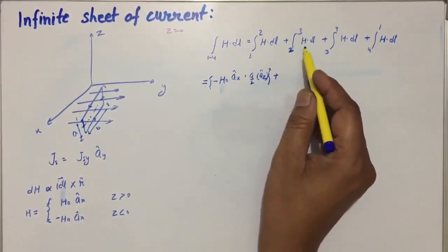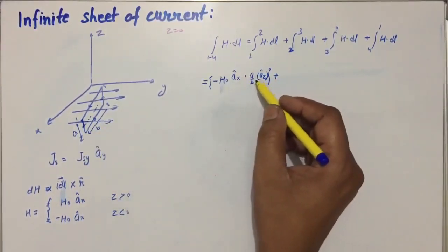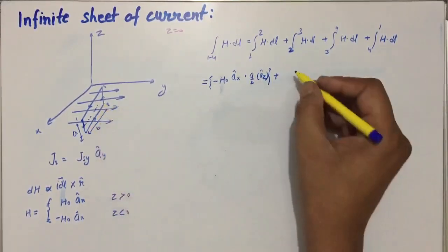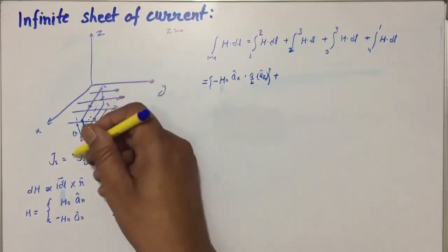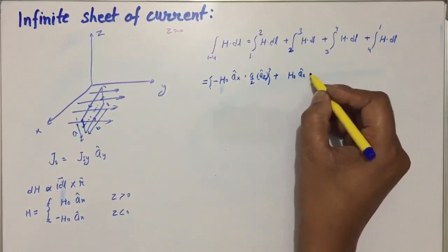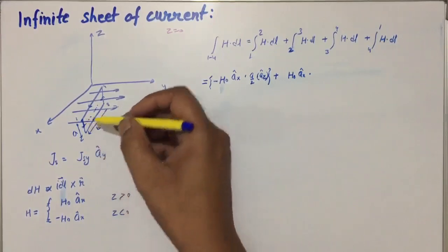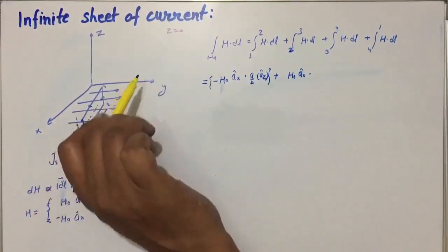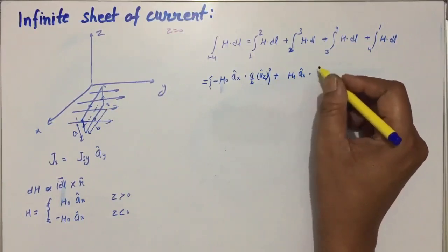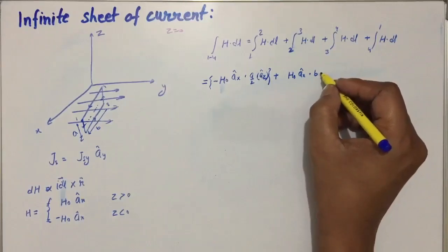Because this is 0, next is from 2 to 3. H is in this direction, that is H naught in the direction of positive ax, and dl will be b, moving in the opposite direction to the positive direction. So you can write b in the direction of minus ax.